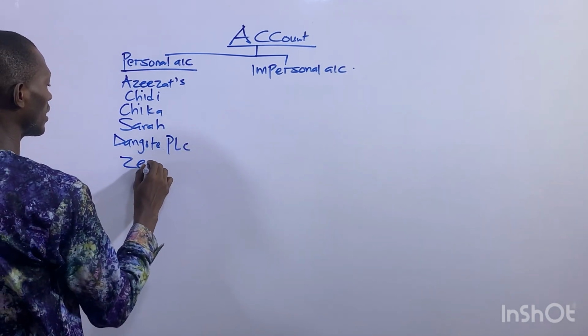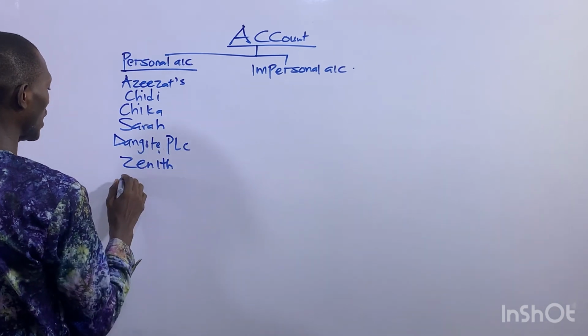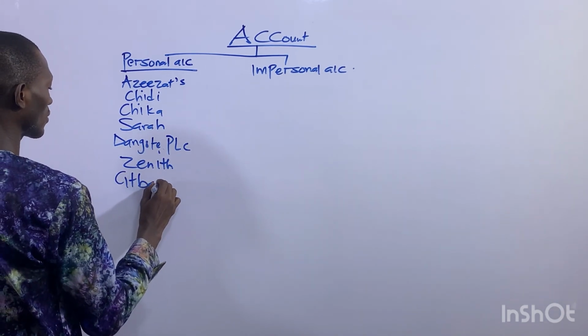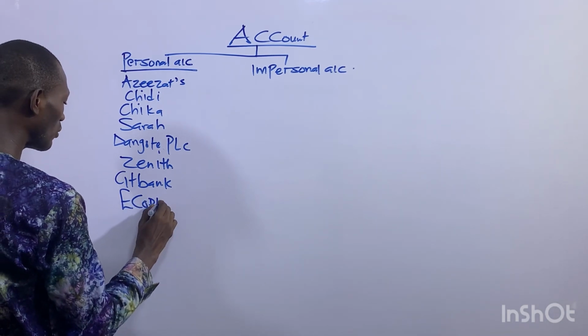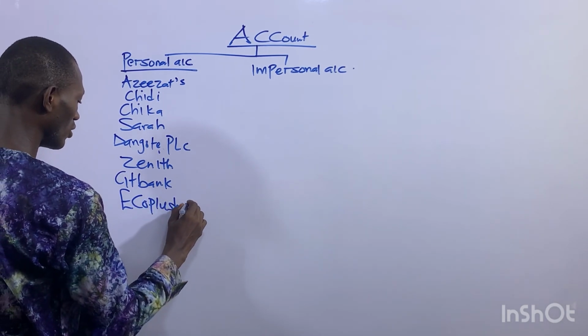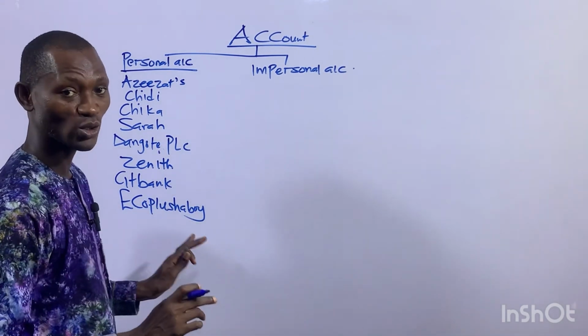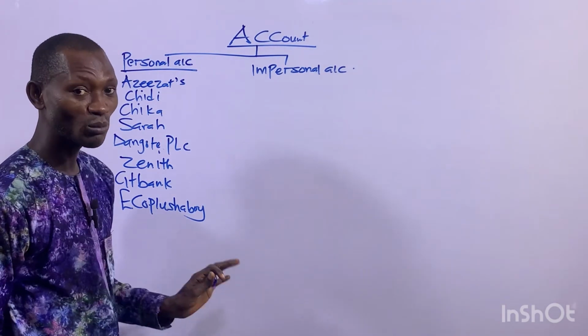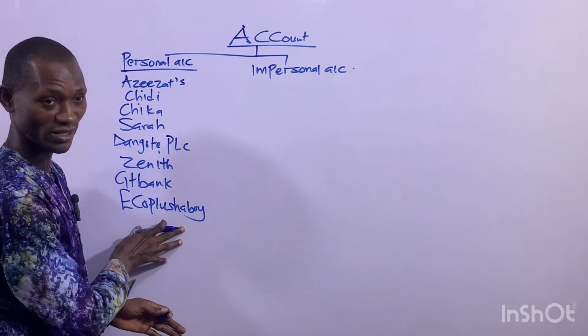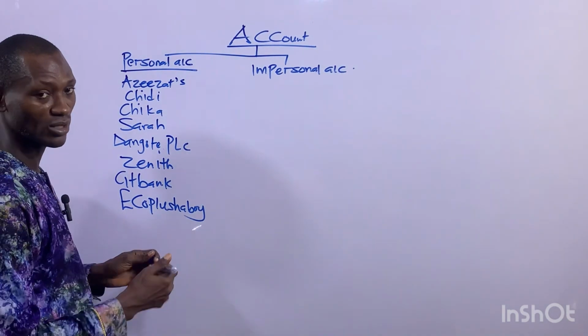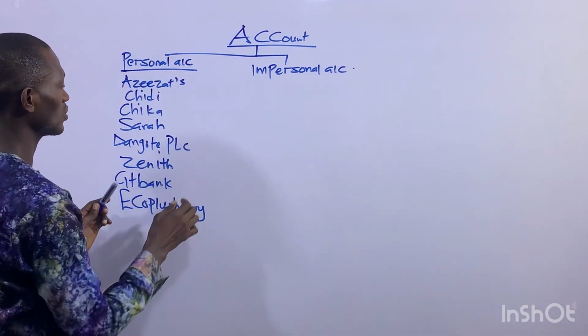we have Zenith Bank account, GT Bank account. We could also have Echo Plus our boy. That's the name of our YouTube channel. We are a non-profit making organization, but we are still considered a business, right? So Echo Plus our boy is also a personal account.